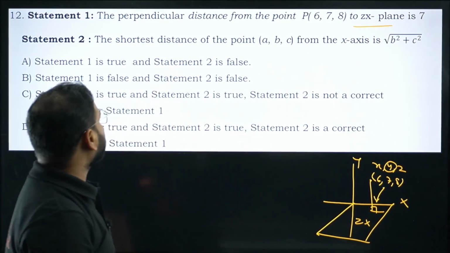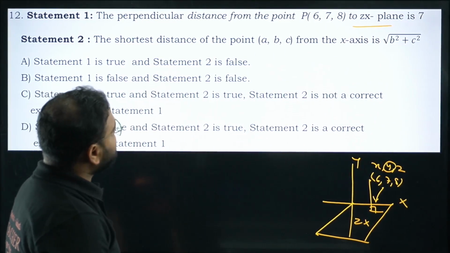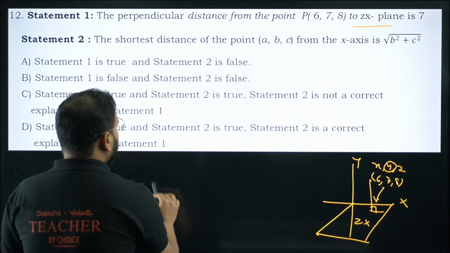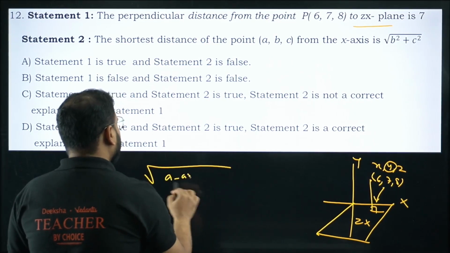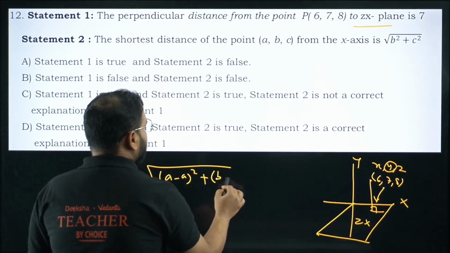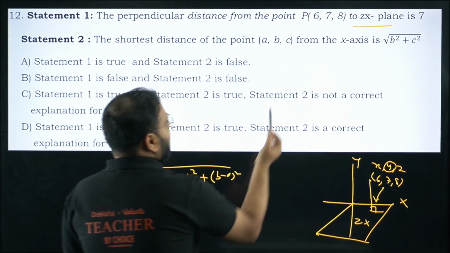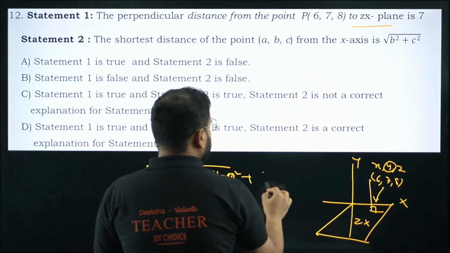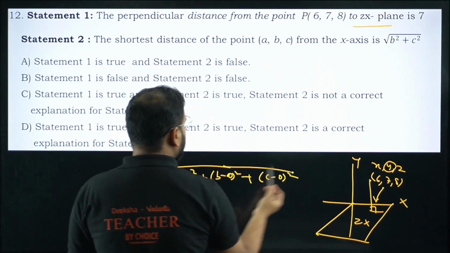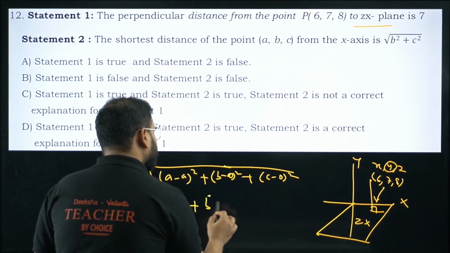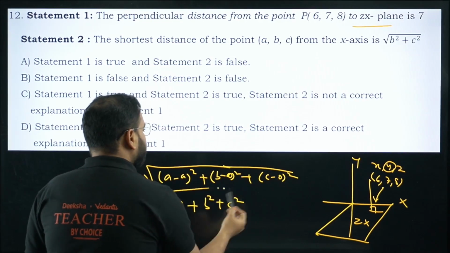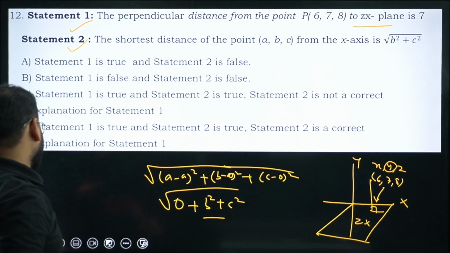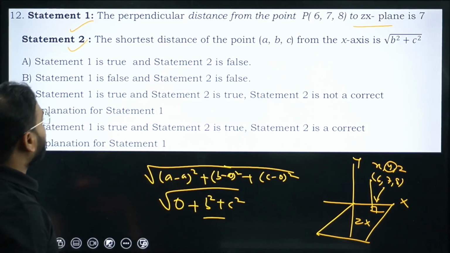Statement number 2, the shortest distance of the point (a, b, c) from the x-axis. Correct only, right? Think about it. It will become (a minus a) the whole square plus (b minus 0) plus... at the x-axis, y and z will be 0, so (b minus 0) plus (c minus 0) the whole square. What is this going to be? 0 plus b square plus c square. The same result is given over here. So both of them are correct.